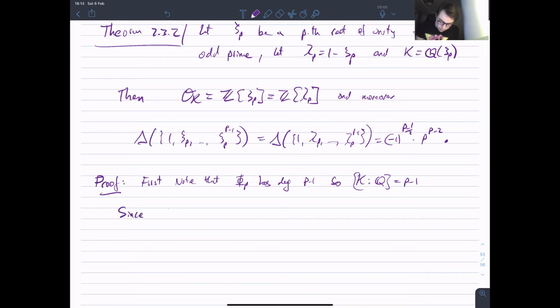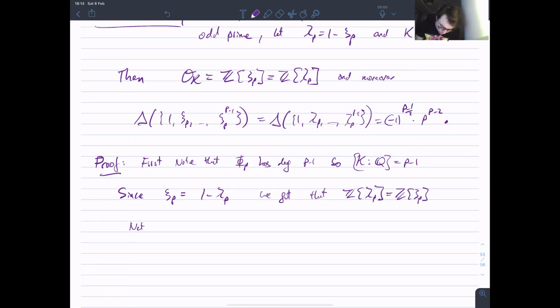Since we have this relation z_p = 1 - λ_p, we get that these rings that they generate are the same. Take an element in this ring, change z_p to 1 - λ_p, and then you clearly end up with an element in here. So you get one containment, and you just do the same thing for the other. You do a double inclusion. I'll give you this.